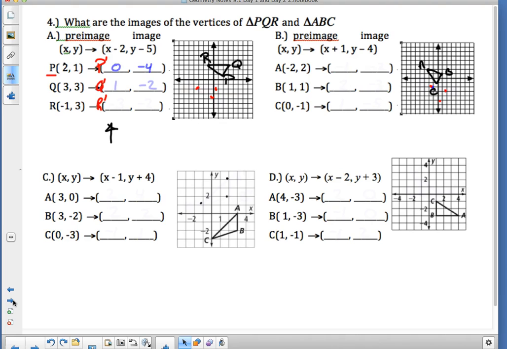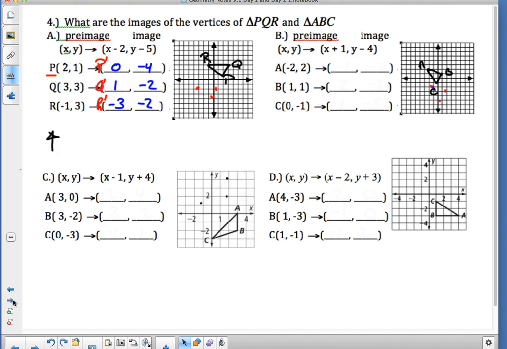So I should be getting those, and I'm going to do the same thing on the other side. 1 minus 5, negative 4. 3 minus 5, negative 2. 3 minus 5, negative 2. And that allows me to work faster when I'm working with a group of points.